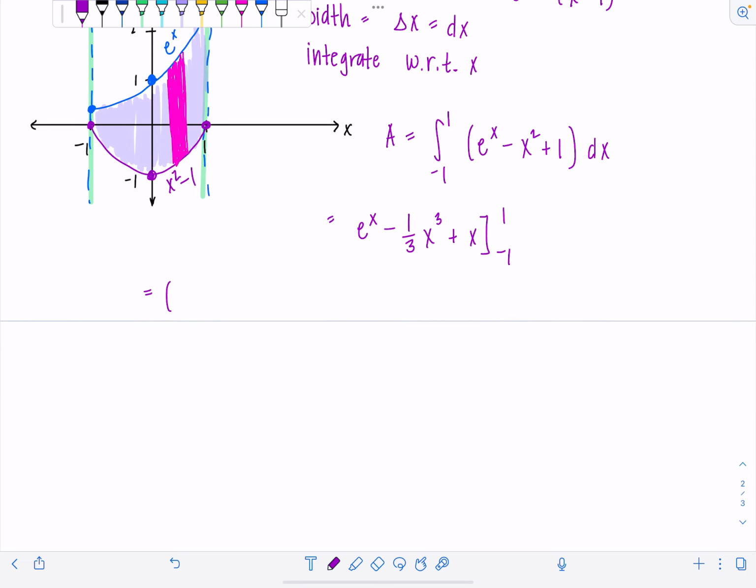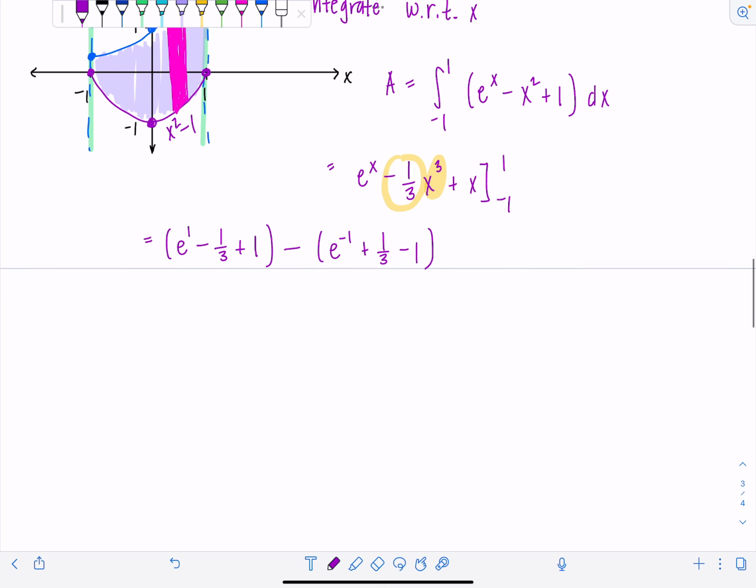Okay, and then we're going to have e to the first minus 1/3 plus 1 minus, this is going to be e to the negative first. You guys, let's see if we can do this in our head. Negative 1 cubed is negative 1. And then times negative 1/3, this is going to be plus 1/3 and then minus 1.